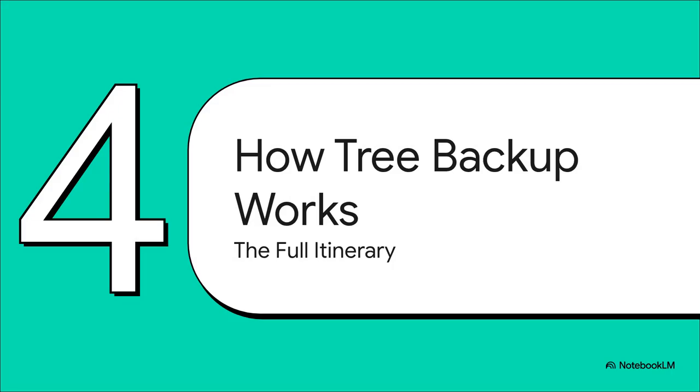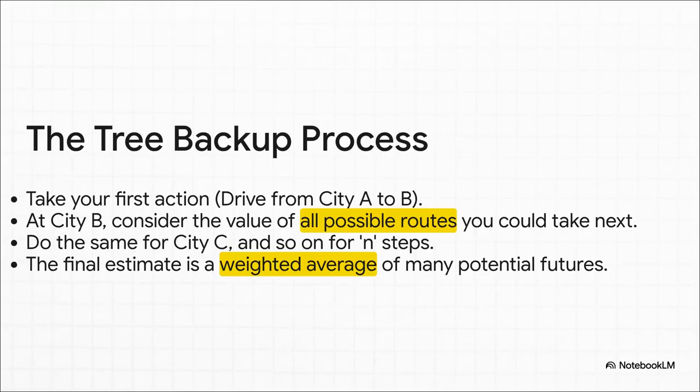All right, so let's put this all together. How do these pieces actually work? Let's walk through the full itinerary for how tree backup operates. Okay, so here's the play-by-play. First, you take your action, you drive from city A to B. Now, when you get to city B, instead of just looking ahead to the drive to city C, the algorithm considers the value of all possible routes you could take from there, and it weights them by how likely you are to actually choose them. Then it does the exact same thing at city C and so on for all 4 of our steps.